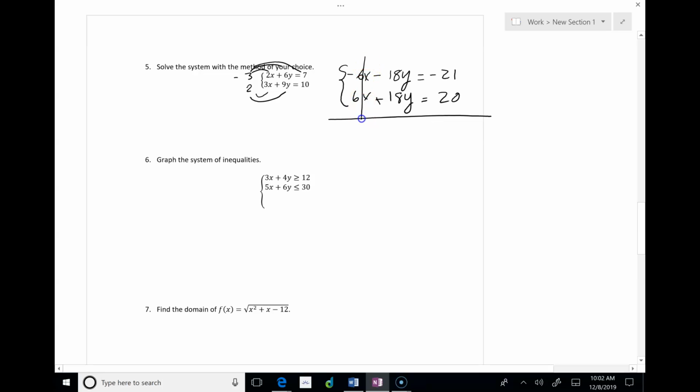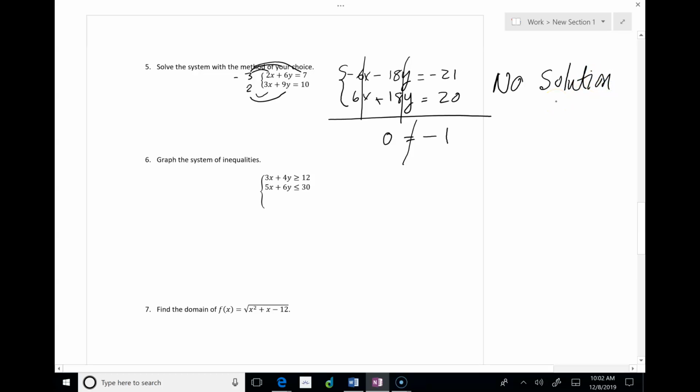As you are adding, everything cancels. On this side you have 0, on the other side you have -1. This is a wrong statement. If it was a true statement, you would have infinitely many solutions. Since it's a wrong statement, you have no solution.